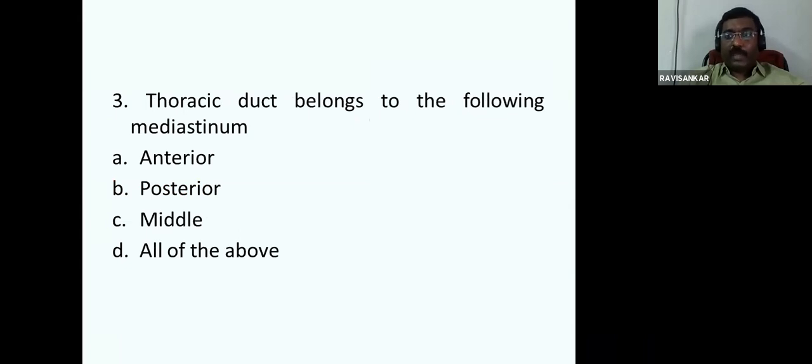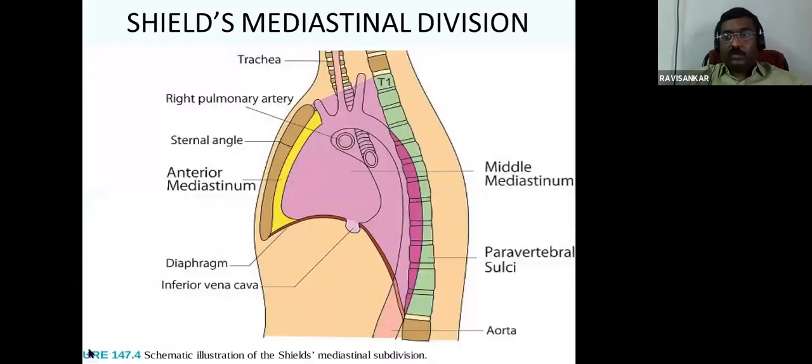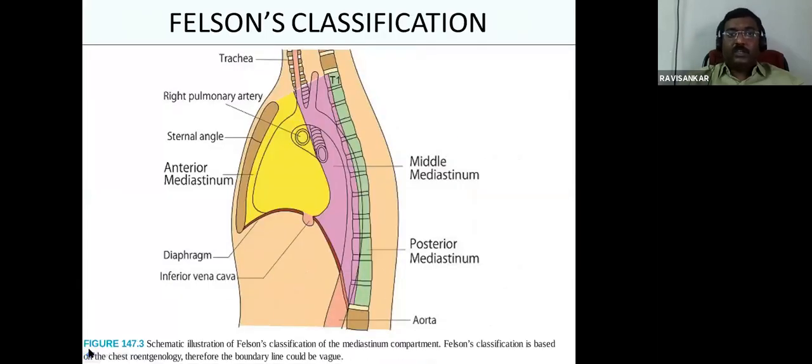Thoracic duct belongs to the following mediastinum: anterior, posterior, or medial mediastinum. One minute. You want to start the quiz. Okay. Someone wanted to start the class.